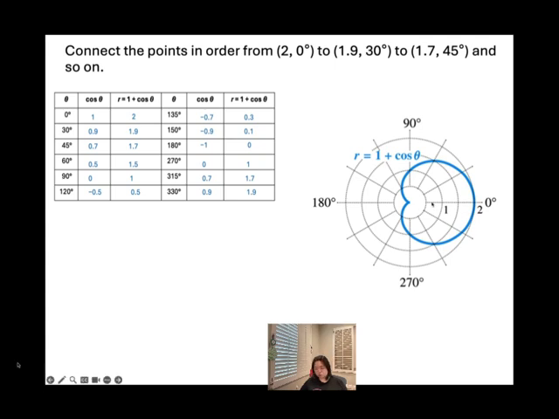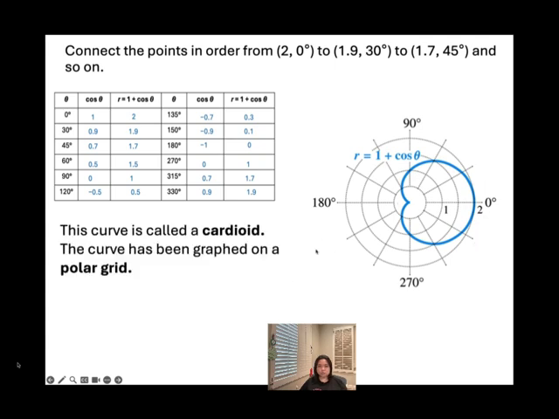Okay, if you are not sure, you could keep going. Like 180, you could do 210, you know, keep going 245, 260 or 270 and keep going one by one. You should get this picture. This curve is called a cardioid. The curve has been graphed on a polar grid, okay, cardioid.